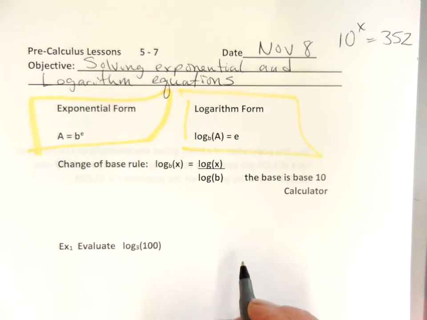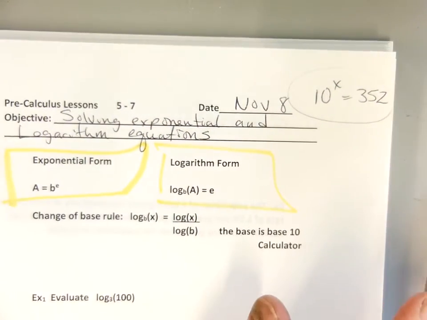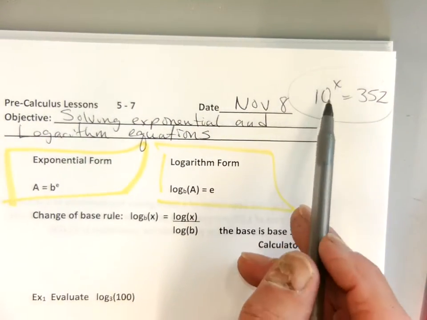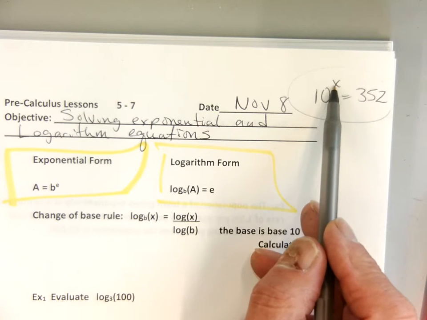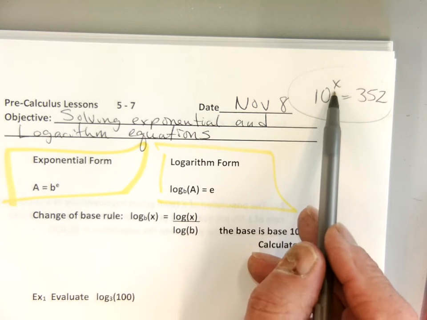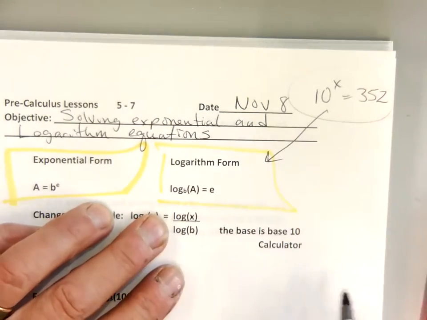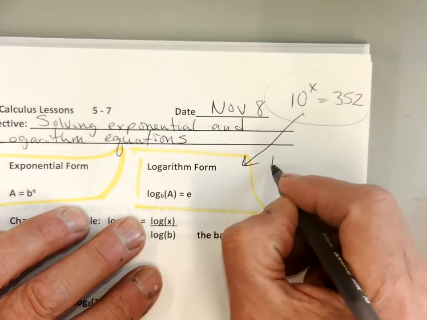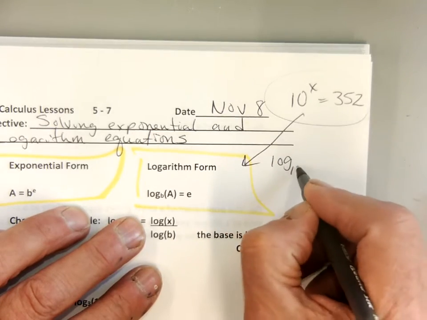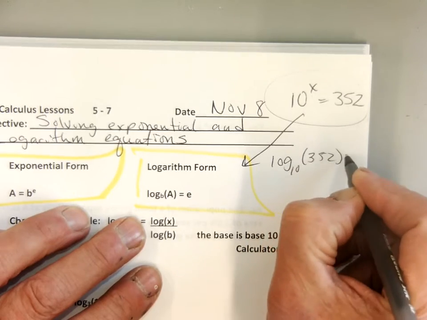All right, so this one, if I just go straight to this one, logarithms. You cannot solve for x without logarithms. You can guess. I know the answer's got to be 2 point something, because 10 to the 2 is 100, 10 to the 3rd is 1,000, so 2 point something, right? You can guess and check, but it's so much easier to change it to log form, right? So I'd go log base 10 of 352 is equal to x, right?